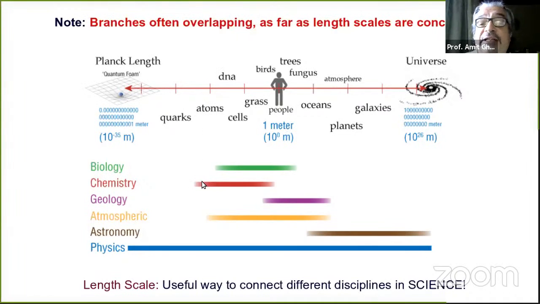Chemistry operates in a regime which is very similar to the area of condensed matter physics that I was showing in the first slide. Geology, on the other hand, works at a larger scale, like oceans and so forth. Atmospheric science works in some range. Astronomy works at a very large length scale limit. And finally, we have physics, which works on all length scales. So basically, physics covers phenomena which occur at all length scales.